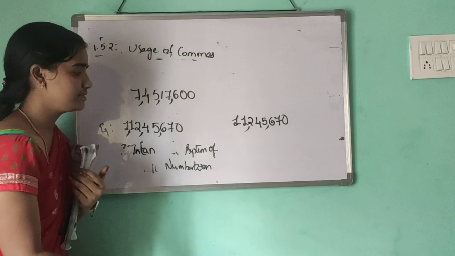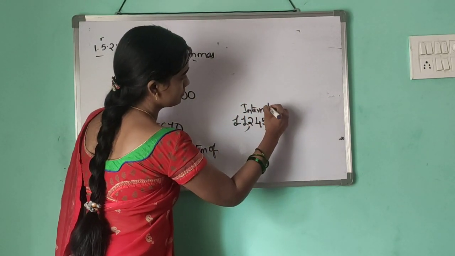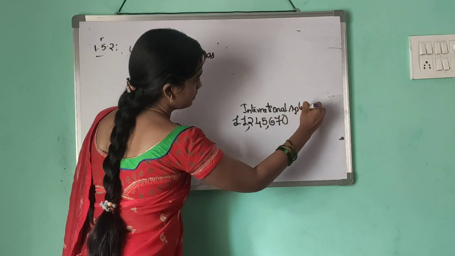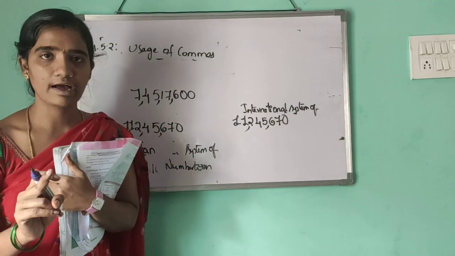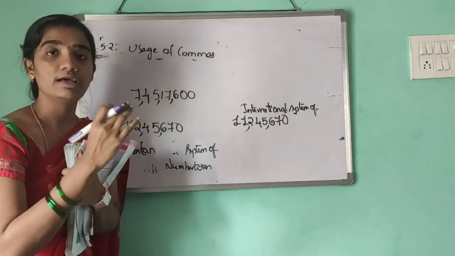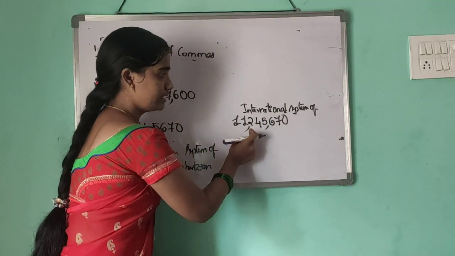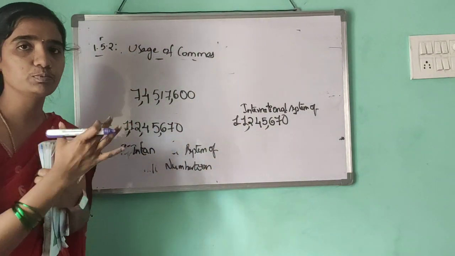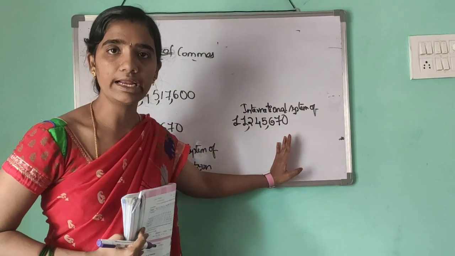Coming to the Indian system of numeration, the first comma is put after 3 digits from the right side. The second comma is after 2 digits, that means the lakhs place. In this way, we have to put the commas using the Indian system. This is using the international system.